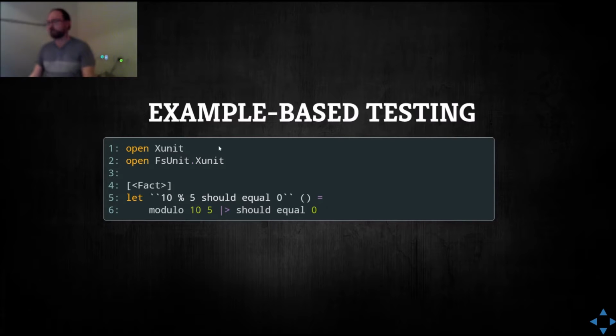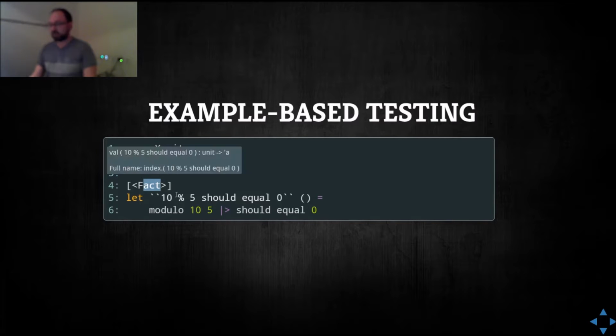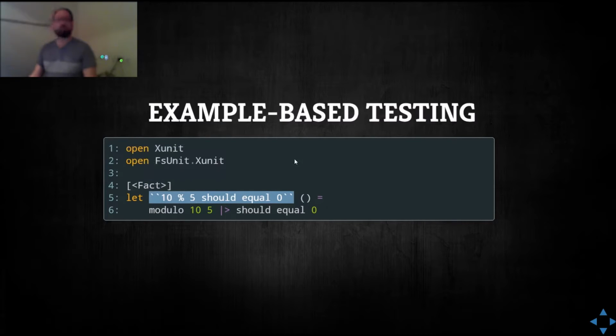So the open statements are just using statements in C#. This is an attribute. You can see the only difference is the angle bracket. And the next line is a function, believe it or not. The name of the function is 10 mod 5 should equal 0.